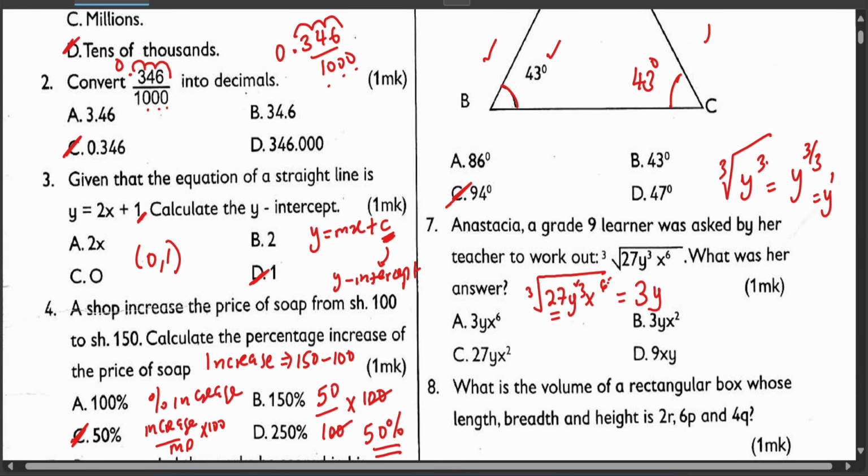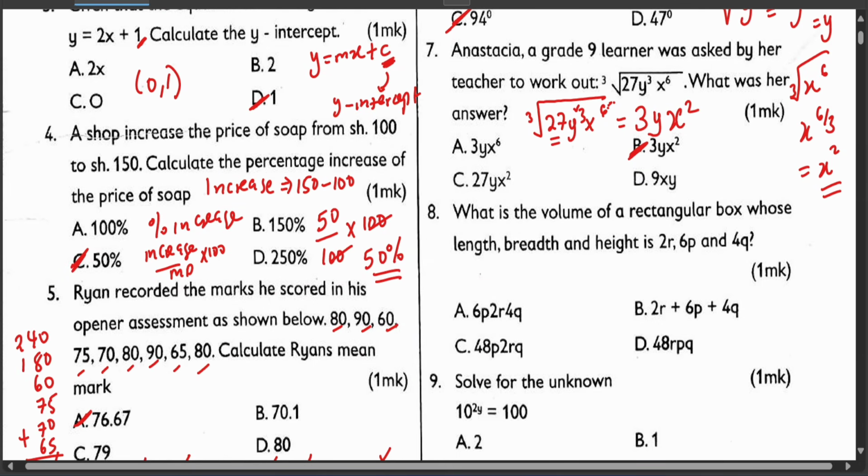The same thing hiyo x power 6, so pia cube root. So hiyo power yake utadivide na 3, itakupa 2. Sawa, utadivide na 3 kwa sababu ya cube root. Ingekuwa ni square root utadivide na 2. So answer ni 3yx power 2. Lakini kumbuka hapo watu wengi wasahau cube root 27, which is very very important. So sije ukasahau.